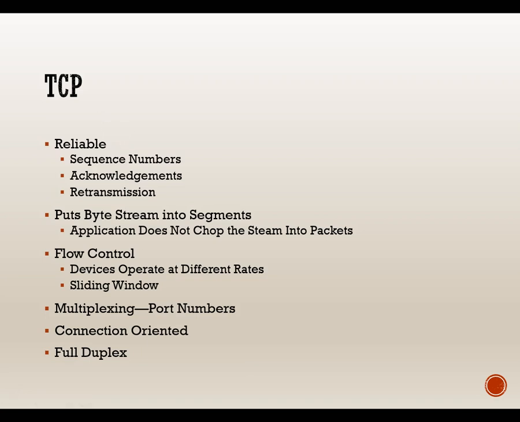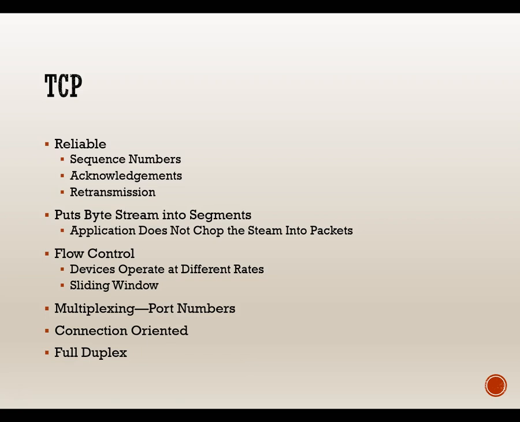TCP is known as a reliable protocol, reliable because we've talked about acknowledgments. It has sequence numbers, acknowledgments, and retransmissions for data that doesn't get there. It puts the byte stream into segments, the transport segments, and the application does not chop the stream into packets. The packets are going to happen at the network layer.